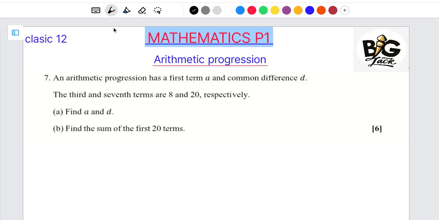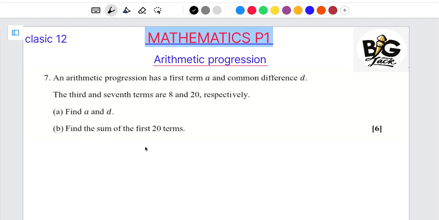So in this video we are going to look at arithmetic progression. Usually this question comes in paper 1. So the question reads: an arithmetic progression has a first term A and a common difference D. The third term, which is term number 3, and the seventh term, which is term number 7, are 8 and 20 respectively. Find A and D. Then question B: find the sum of the first 20 terms.